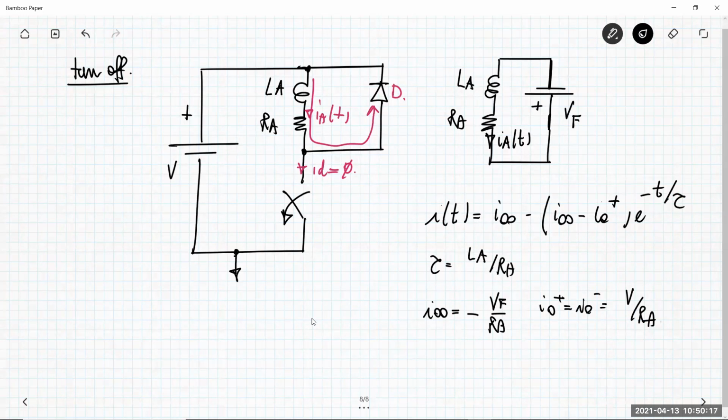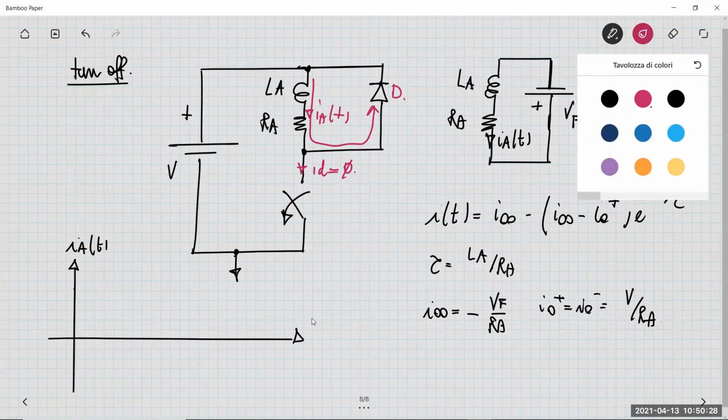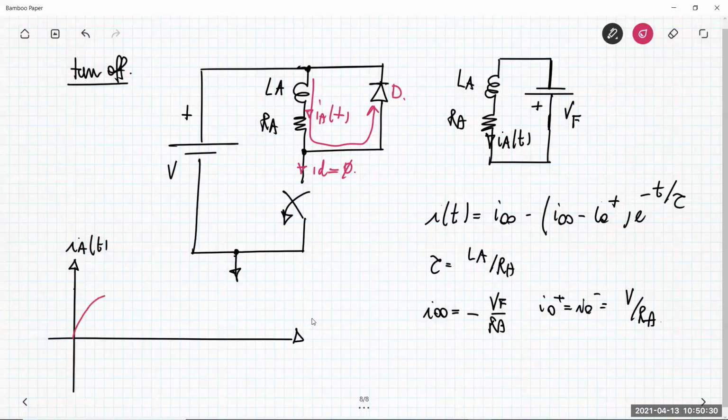So what happens if you look at the evolution of the current, you can see something like this. Let me include also the turn on, which was previously analyzed. Then I have here the turn off instant. I have something like this. I don't know which is the level, but the infinite level is minus VF over RA. And this is IA.